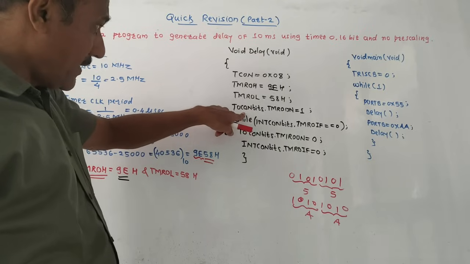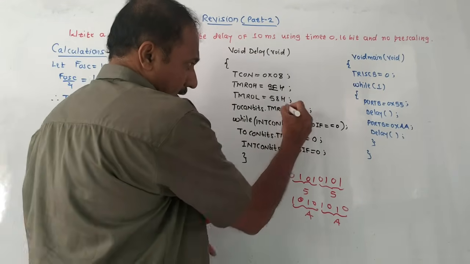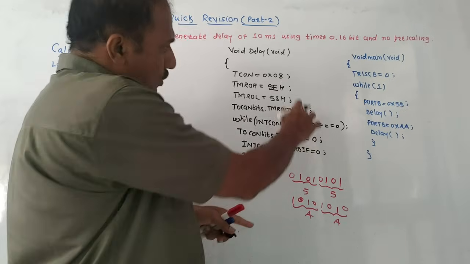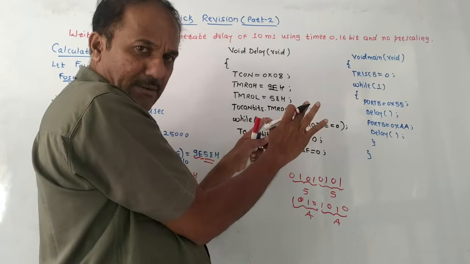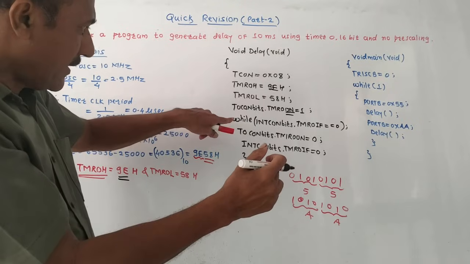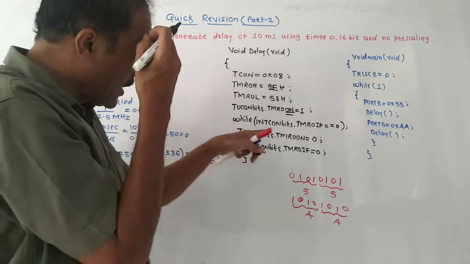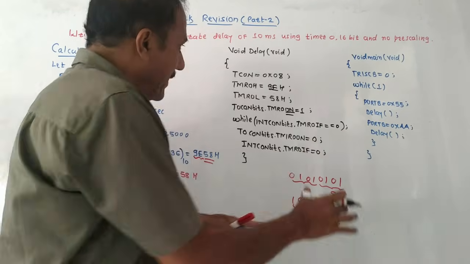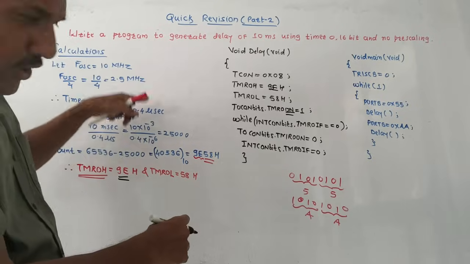Then T0CONbits.TMR0ON is equals to 1. Means we are switching on the timer 0 by making use of this command. This is again a standard command to switch on the timer 0. Then we are using a while condition because we have set these values. We'll have to wait for a certain time period, for a certain delay. And this delay calculation we already did.